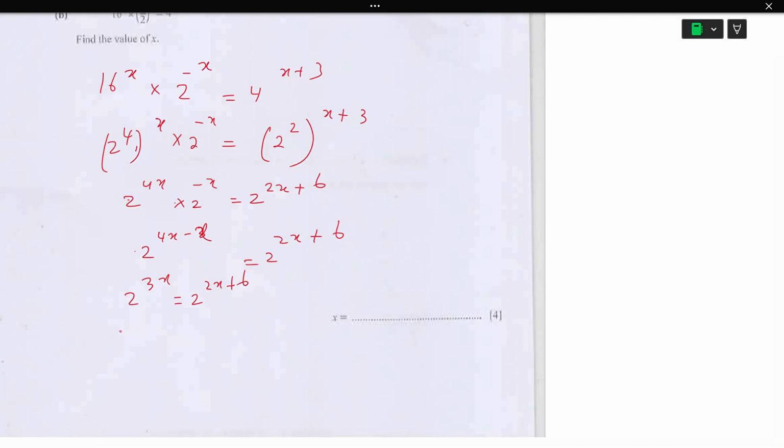Now comparing both sides, both the bases are the same, so we can write 3x equal to 2x plus 6. Bring 2x to the left side: 3x minus 2x equal to 6. So x equal to 6. 6 is the answer.